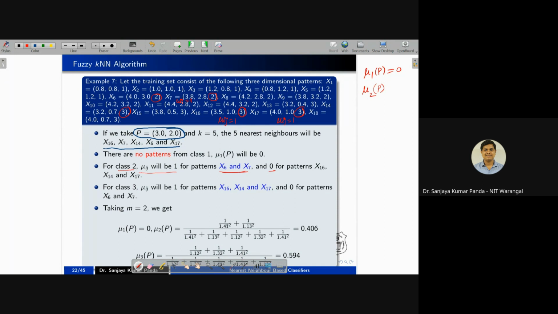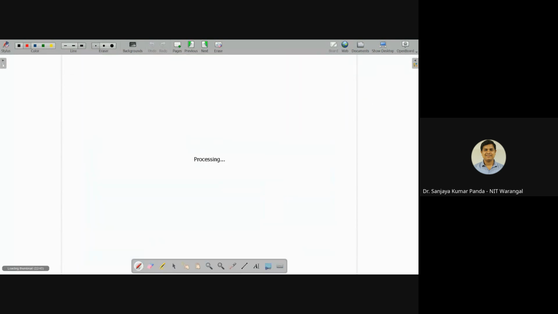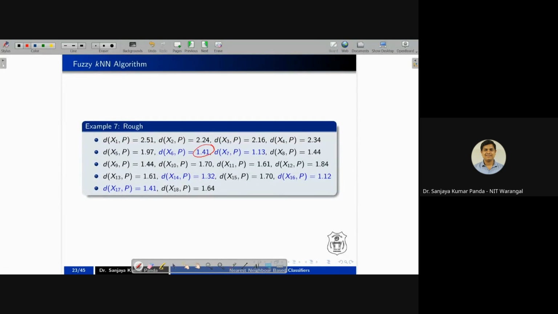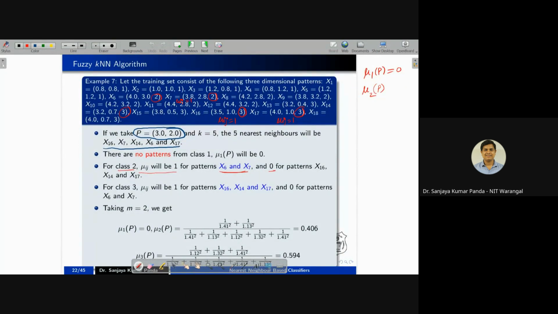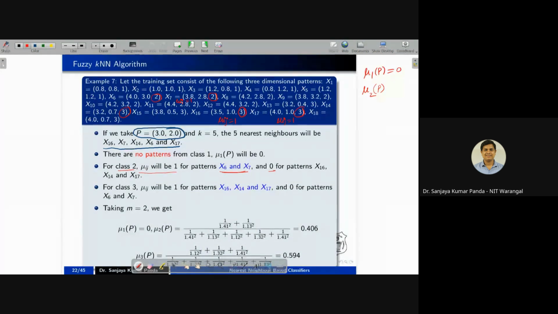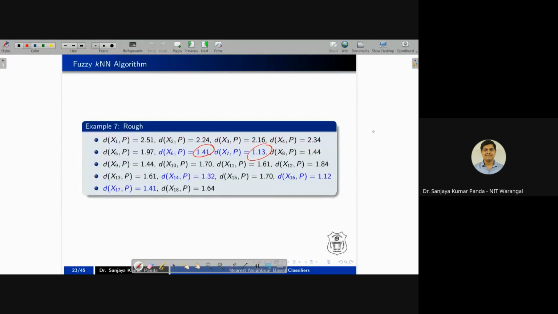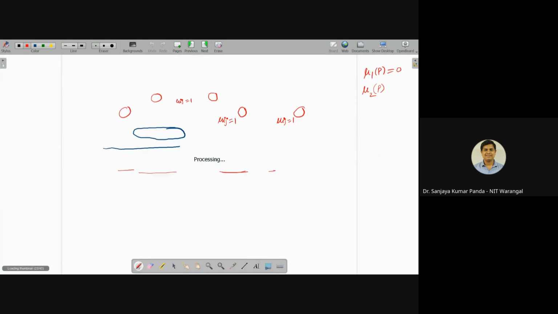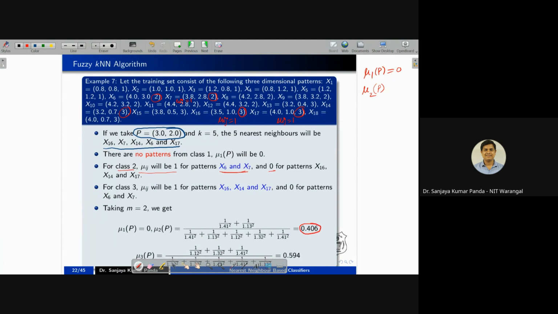it is nothing but 1 by 1.41. Why am I taking 1.41? The distance of the pattern P to X6 is, I think, 1.41. Let us see. Yes, it is 1.41. Plus the distance from the pattern to X7 is 1.13. So you can see here it is 1 by 1.41 square plus 1 by 1.13 square, divided by all the values we have to write, because the minimum distance, if you remember, or you can see here, is 1.12, then 1.13, then 1.32, then 1.41, then 1.41. So in the denominator part, we'll keep 1.41 two times, 1.13, 1.12, and 1.32. You can see this one. So you will get the membership value is 0.406.